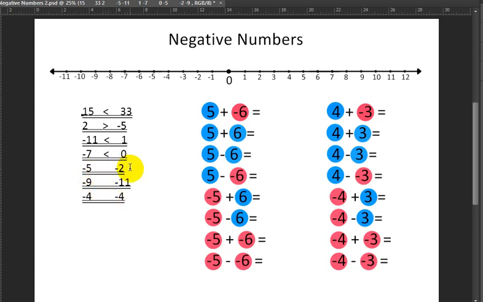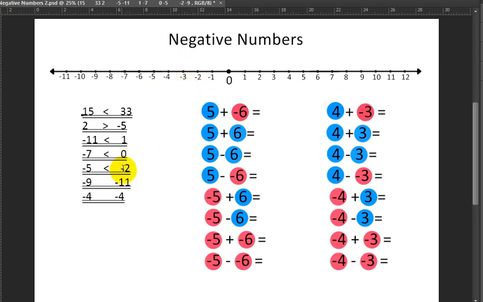Then we have minus 5 with minus 2. So minus 5 is here, minus 2 is here. It is further to the right, so minus 2 is greater. Here we had an example of a negative with a negative number. Basically what we said is that it's the opposite of how it would be if the numbers were positive. If they were positive, 5 would be greater than 2. But because they are negative, minus 5 is further to the left than minus 2, which is more to the right. So minus 2 is greater.